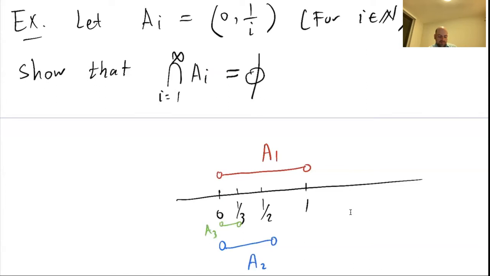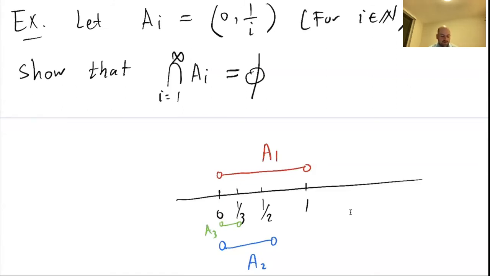Now, x is inside all the Ai's, right? So that means for every i in N, x belongs to Ai. So in particular, x belongs to A1, which is 0 to 1, and that means, of course, x has to be positive. If x is inside the intersection, it has to be in all of them, and of course, in particular, in the first one as well.